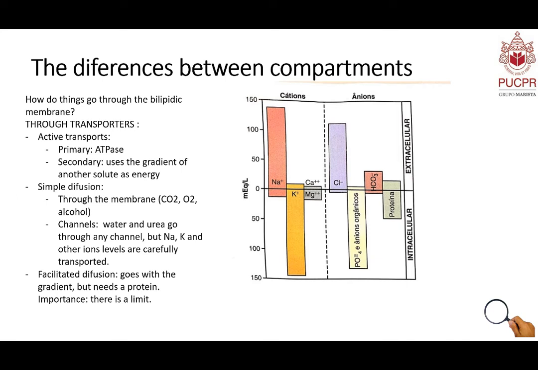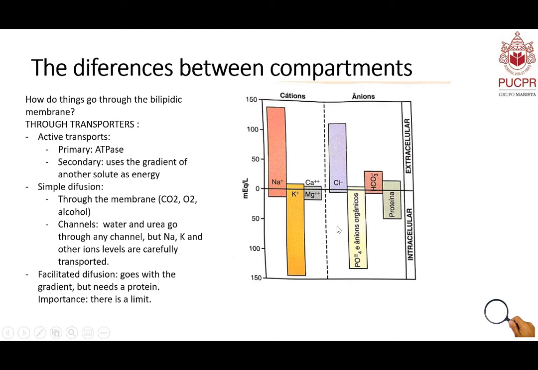So this is very smart. This is the interesting thing about facilitated diffusion. There is a limit. So now that you understand the kinds of transporters, you can even imagine the differences you have between ions when you compare the extracellular with the intracellular space.